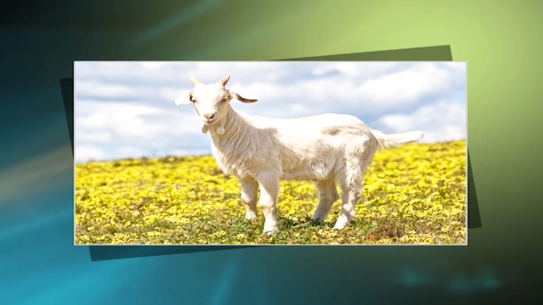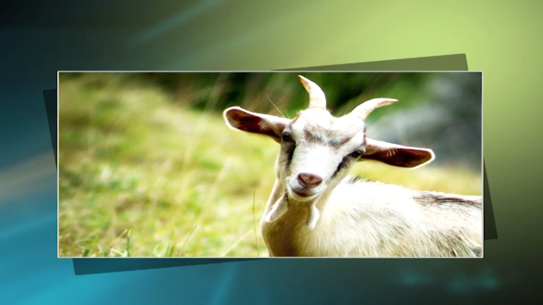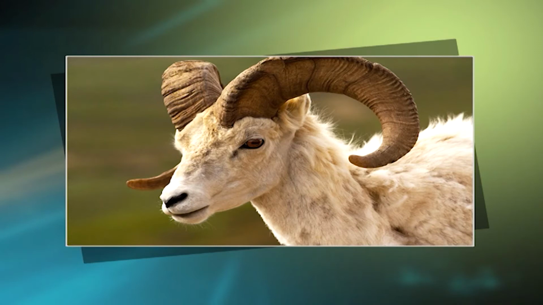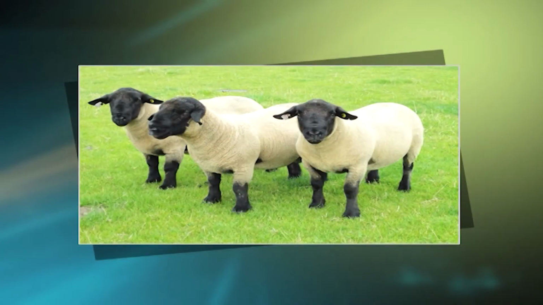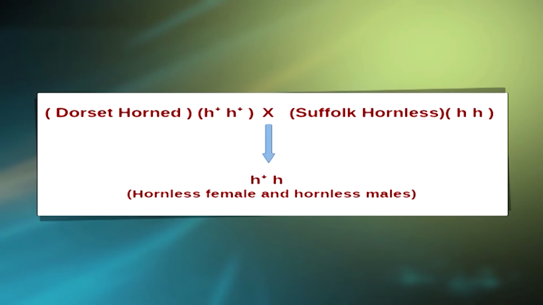This can be explained with the help of the example of horns in sheep. The pattern of horns is effectively controlled by a single gene, and other genes controlling this character are always homozygous. In Dorset sheep, both sexes are horned and homozygous dominant H+H+. In Suffolk sheep, male and female are hornless and homozygous recessive, and this is clearly shown in this figure. When Dorset is crossed with Suffolk, the F1 are found to be hornless females and horned males.